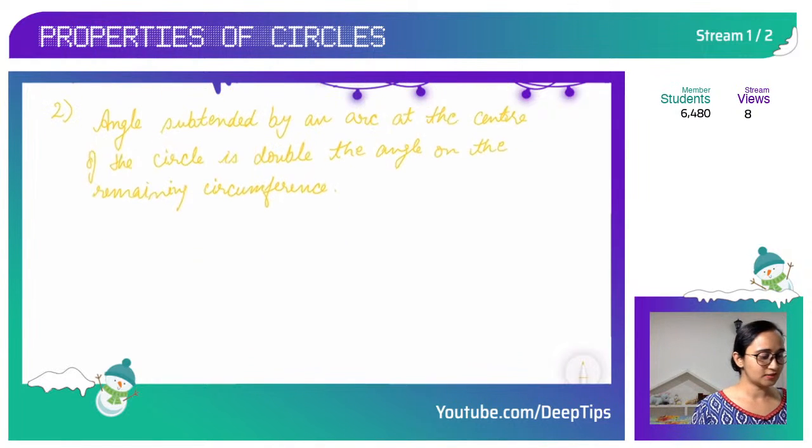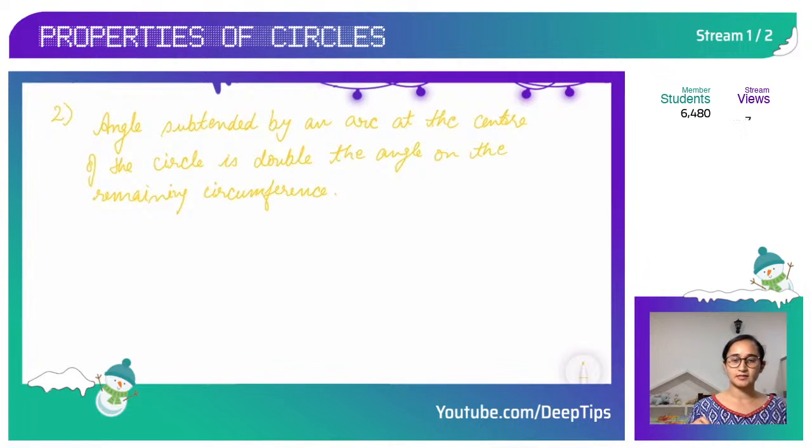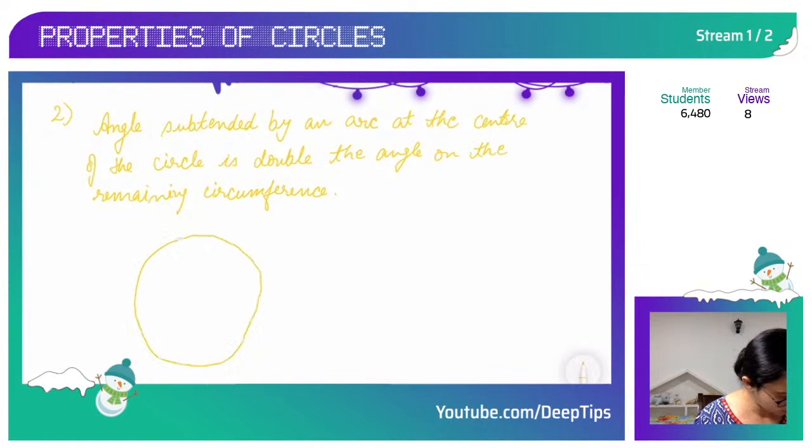Yes. So this is a very important theorem that is asked in board exams. Okay children, the angle subtended by an arc at the center of the circle is double the angle on the remaining circumference. Try to read it carefully. Okay, so my circle looks quite beautiful now. So this theorem says, if this is your center, this is my center O. Let me draw it first for you.